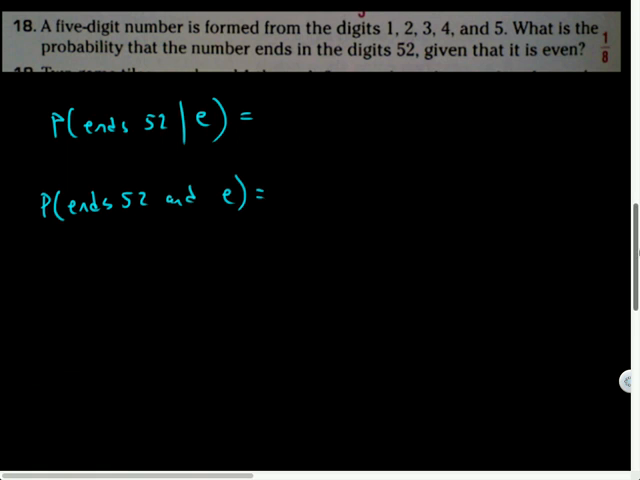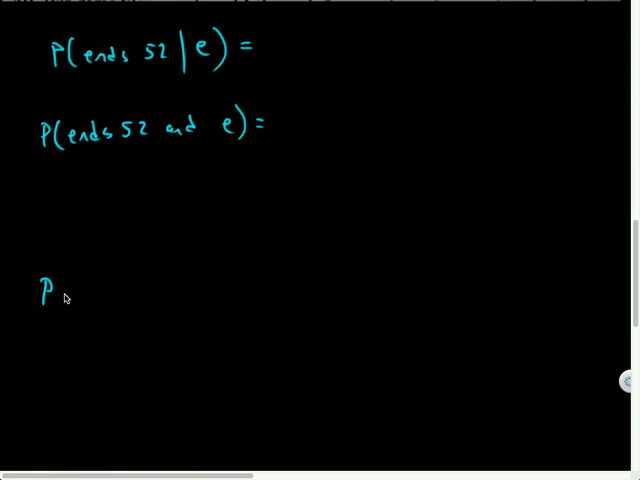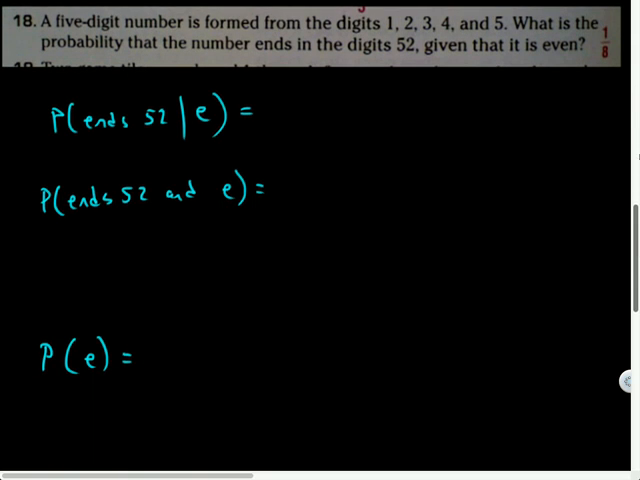So let's see. Well, okay, let me slow down. So probability ends 52 given that it's even, right? So this is going to be the same as probability ends 52 and even, right? And the probability of just even, right? So, okay, so let's see if we can figure this out.